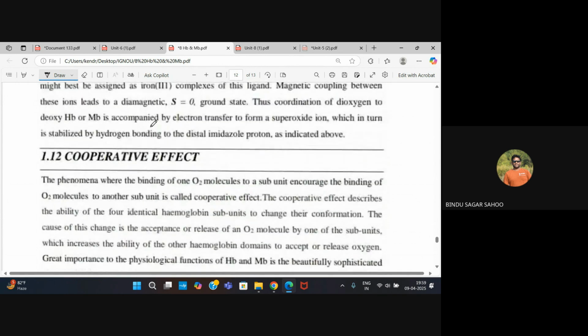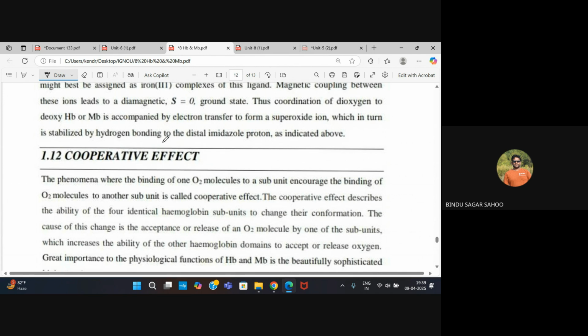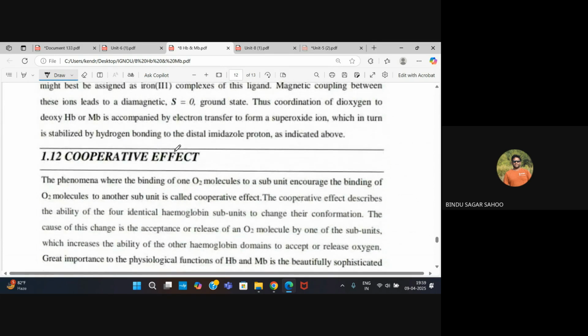One of the effects, the most important effect, is called the cooperative effect. That means in hemoglobin, four heme groups are present. If one heme group binds with oxygen at the Fe2+ ion, it will favor a condition for binding oxygen to the second unit. This is called the cooperative effect.